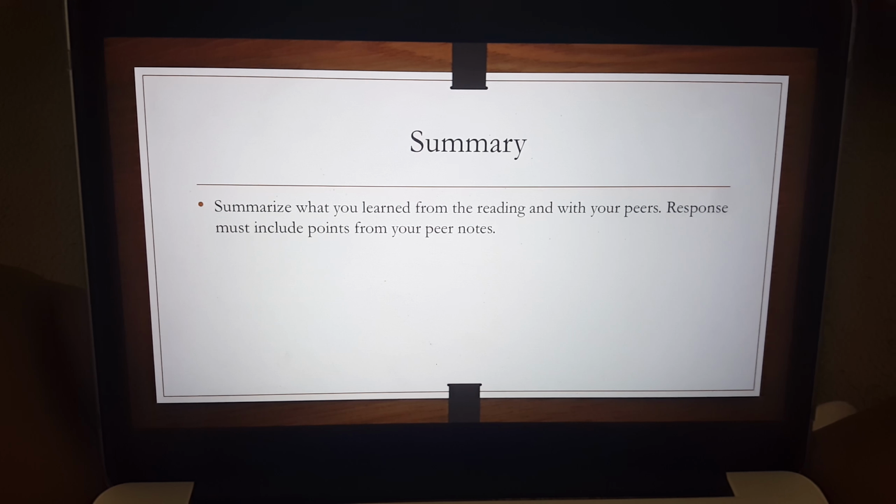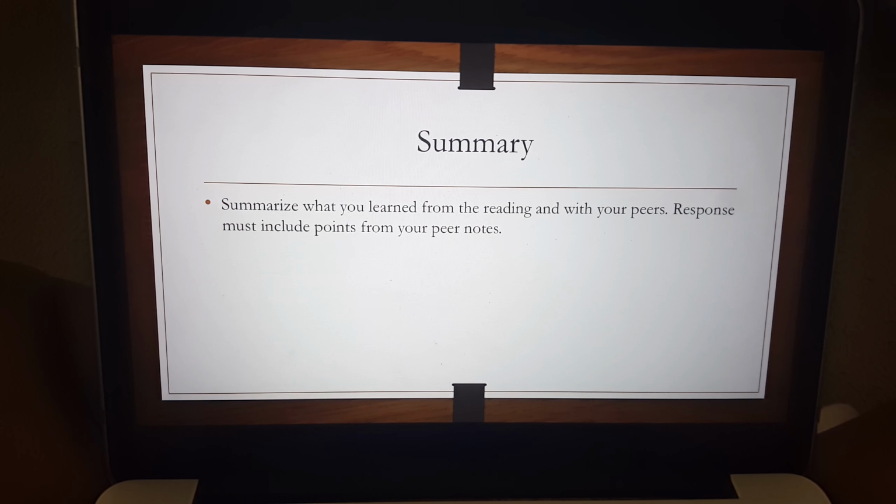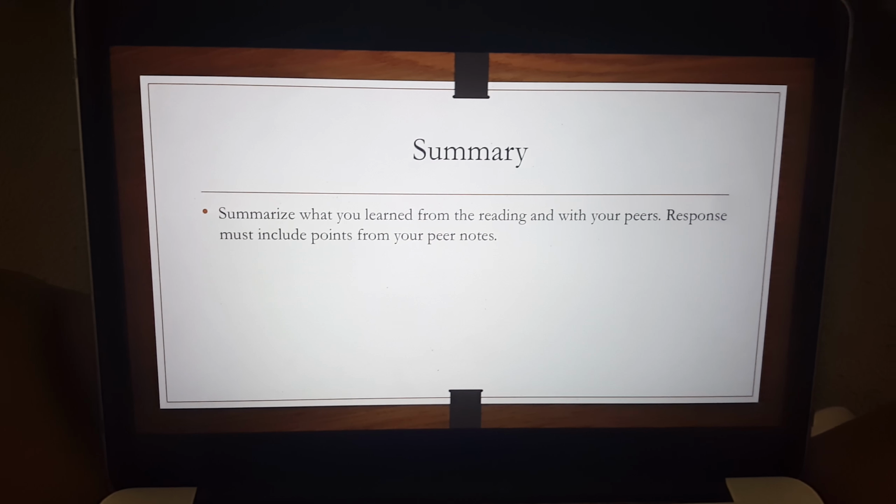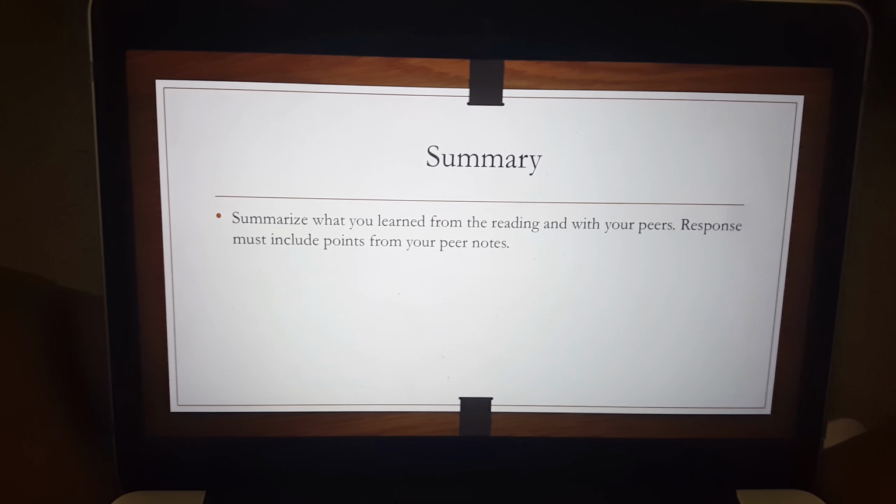At the end, I always include a summary. They must summarize what their peers discussed and must include points from their peers, notes that they took as a group.